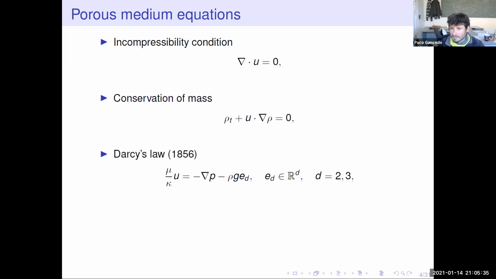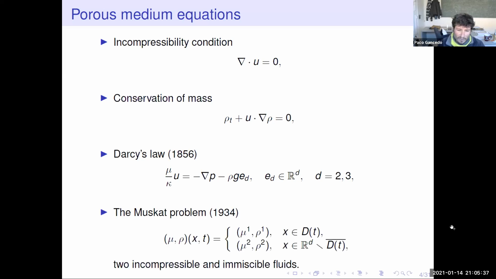What is Muskat? This is when we consider two fluids. So we are going to consider viscosity and density given by these step functions, with constant values. So we have two fluids, as I showed you in the pictures, with different viscosities and densities, and let's say they are immiscible: water and air, or oil and water. Very good.